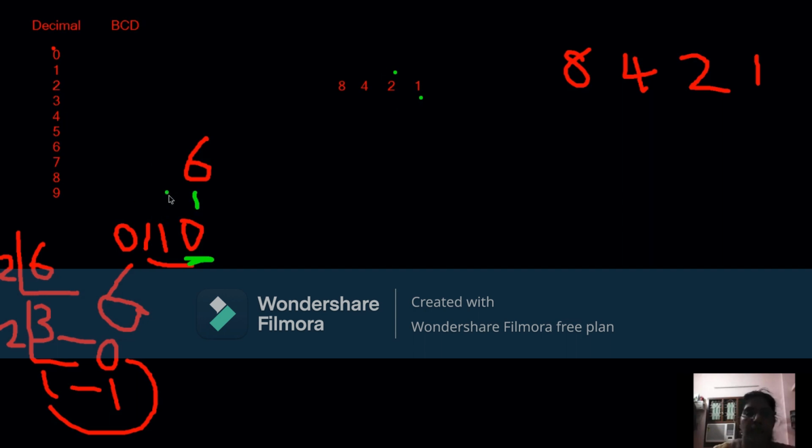Now, for calculating 6, what do you need to do to get its equivalent binary? Take the weights 8421. Which digits, when you add them, will give you 6?